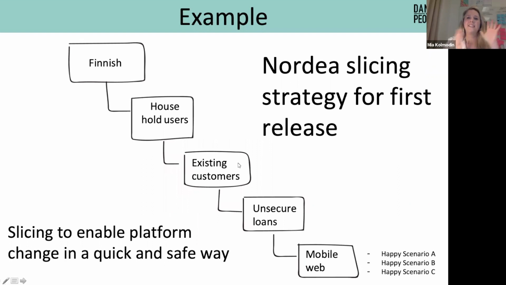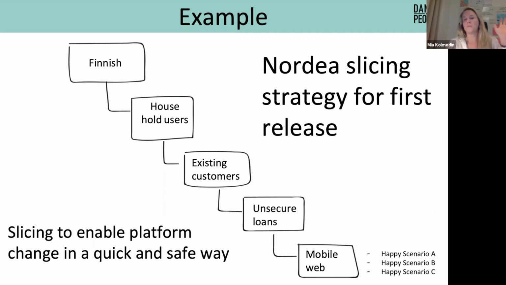So we had a slicing strategy. A lot of times you need to do that a little bit upfront to be able to prioritize. So we're going to work with the Finnish market, household users, existing customers, unsecured loans. Now I can't really see what it says down here, but mobile platform, I think. And then continuously we prioritize different scenarios. And these methods that I just showed you helped us to do this.